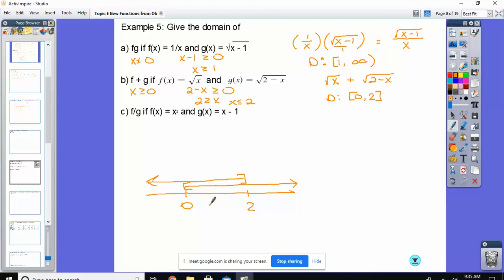Last problem of the day, f divided by g if f of x is x squared, sorry you can't hardly see that square, and g of x is x minus 1. So f divided by g would just be x squared over x minus 1. It's a fraction, so what do you know right now? Bottom can't be 0. So x can't be 1. So my domain would be negative infinity to 1, union 1 to infinity.